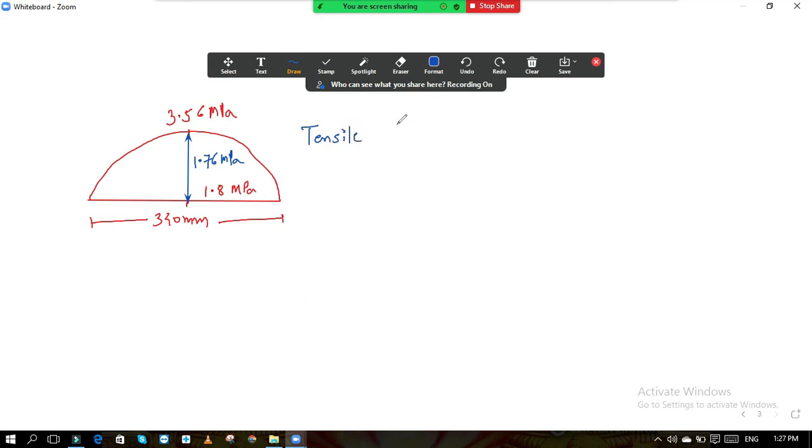Tensile force is equal to the area above the parabola. So what is the force now? Now we will do the reverse procedure. It is 2 by 3 into base into height. This is the area of the parabola.